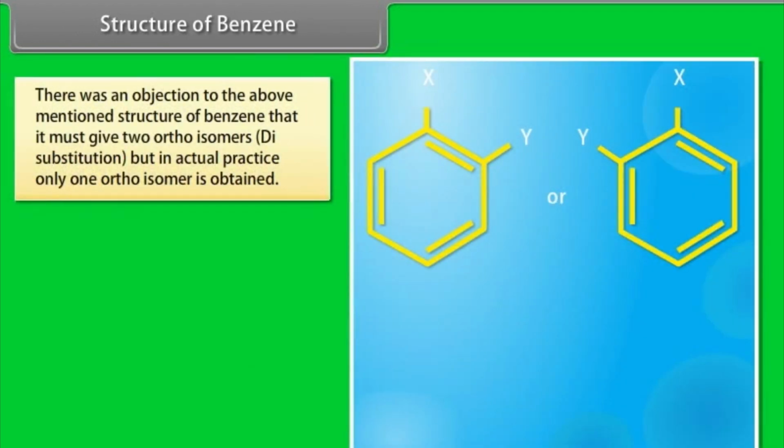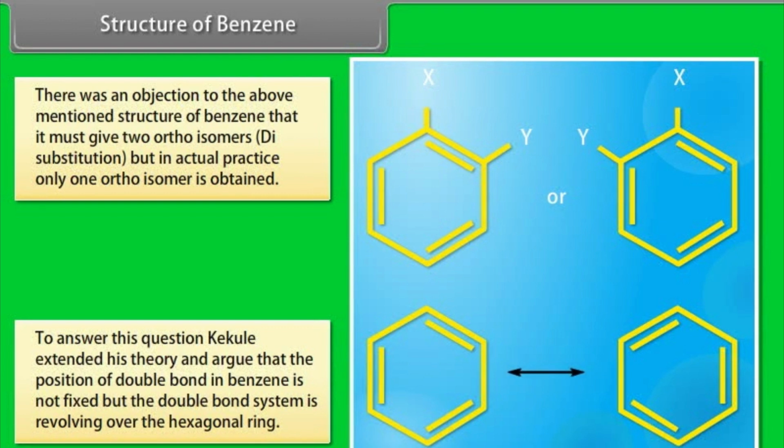There was an objection to the above-mentioned structure of benzene: it must give 2 ortho isomers on disubstitution, but in actual practice, only 1 ortho isomer is obtained. To answer this question, Kekulé extended his theory and argued that the position of the double bonds in benzene is not fixed, but the double bond system is revolving over the hexagonal ring. He proposed the given structures and said that all C-C positions have a partial double bond character.